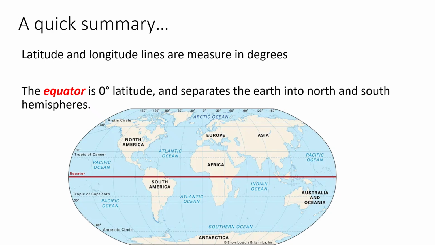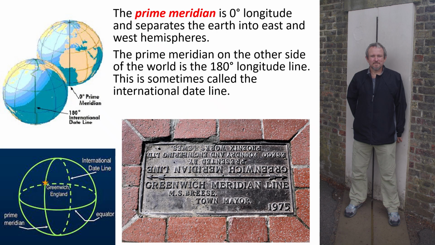Once again, latitude, longitude, measured in degrees, talking about the equator, 0 degree latitude, get north and south hemispheres. Now, the prime meridian is at 0 longitude and goes through Greenwich, England, separates the Earth into east and west hemispheres. You can actually go there. It's actually a kind of a tourist attraction, and you can see my picture over there. I'm standing on the prime meridian with half of me on one side and half of me on the other. That means I am in both the eastern and the western hemisphere at the same time.